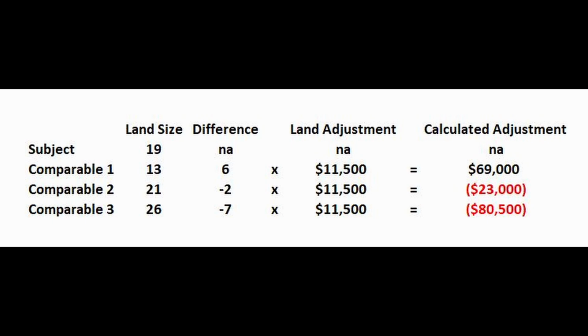Drop down to comparable 2. And you see our number of 21 acres. And that's a difference of negative 2, because our subject has 19 and the comparable has 21. So you have a negative 2 times your 11,500. And you get a negative $23,000 adjustment. And then so on with comparable 3, which has 26 acres, which is a 7-acre difference. So you have a negative 7 because the comparable is larger than the subject, times our land value of 11,500. And there you get your negative $80,500.